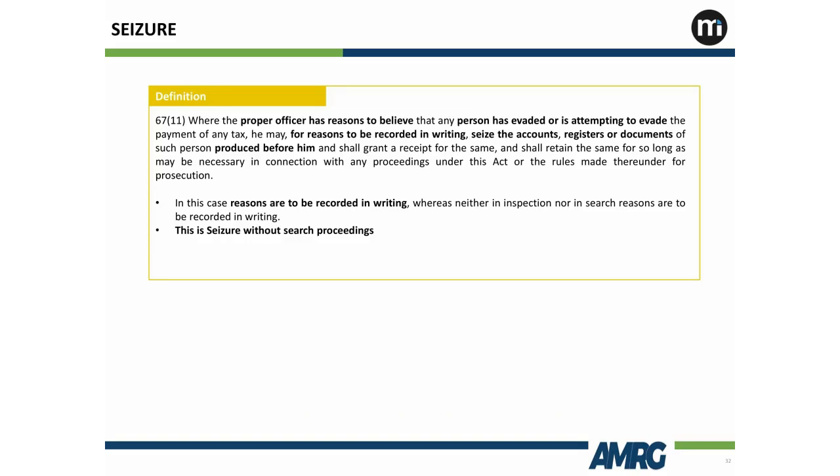There is a separate provision under Section 67(11) which says that any proper officer, if he has the reasons to believe that the person has evaded or is attempting to evade tax, he may, for the reasons to be recorded, seize the accounts produced before him.